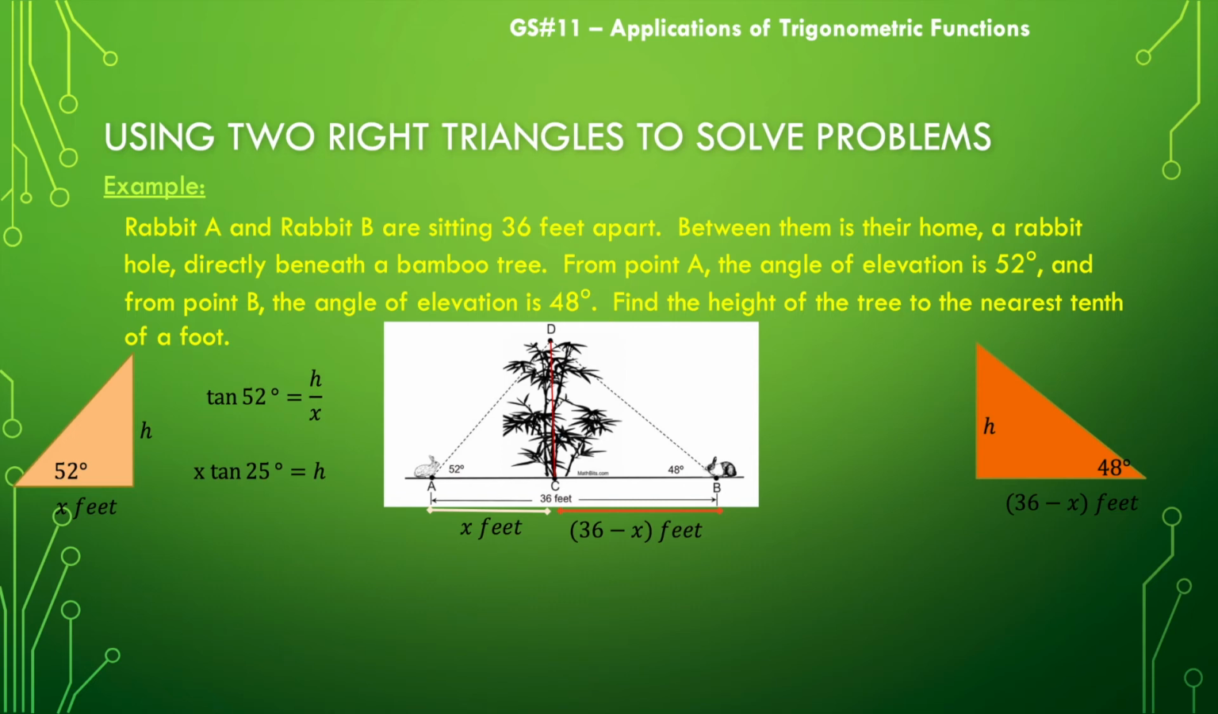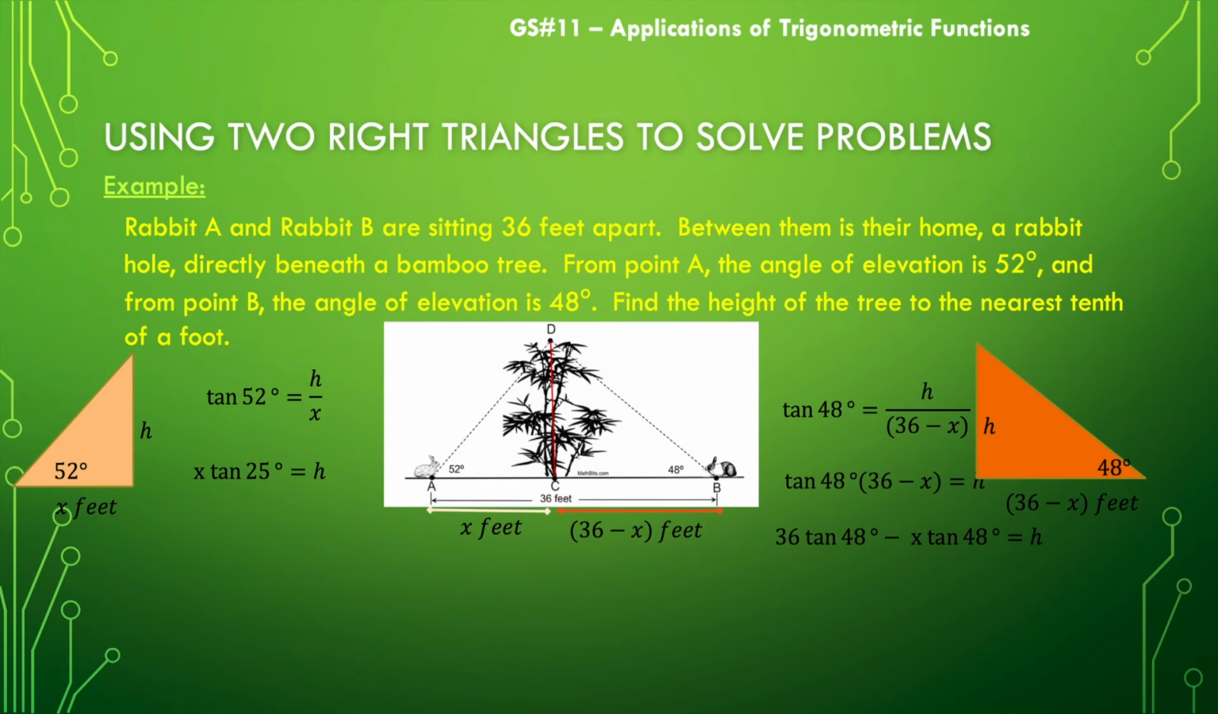Let's go ahead then to the other side and do the same thing. We can say the tangent of 48 degrees is equal to h divided by 36 minus x. And then if I multiply both sides by 36 minus x, we would have the tangent of 48 degrees times the quantity 36 minus x is equal to h. Okay, so notice that I've got tangent of 48 times 36 minus x. That's a quantity. I need to distribute that tangent to both pieces. So 36 times the tangent of 48 degrees minus x times the tangent of 48 degrees is equal to h.